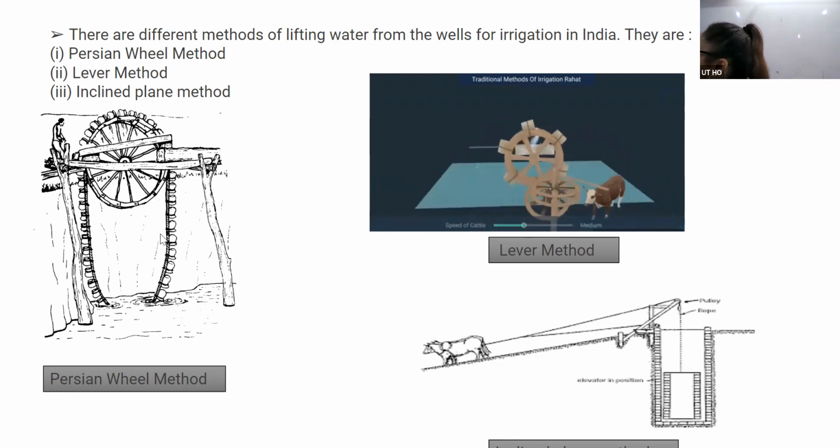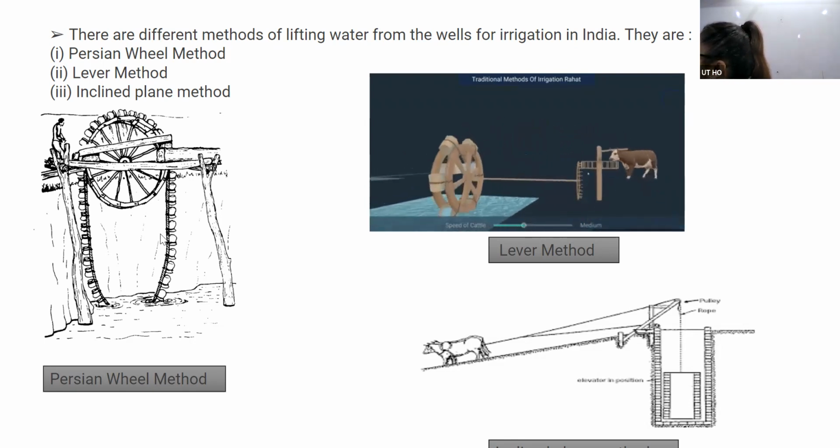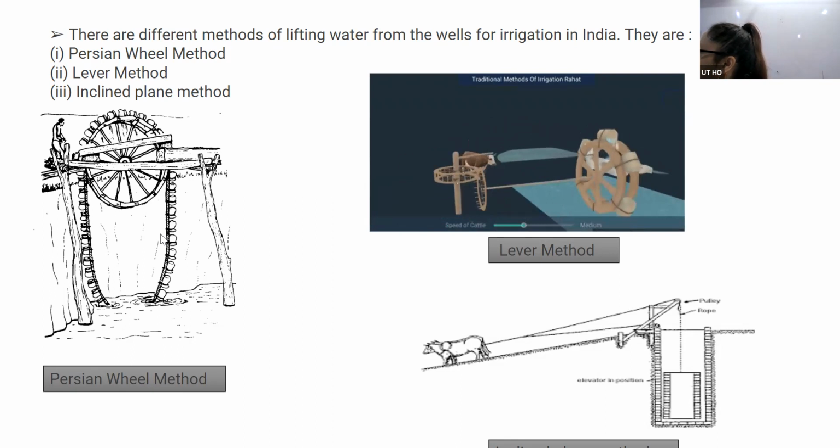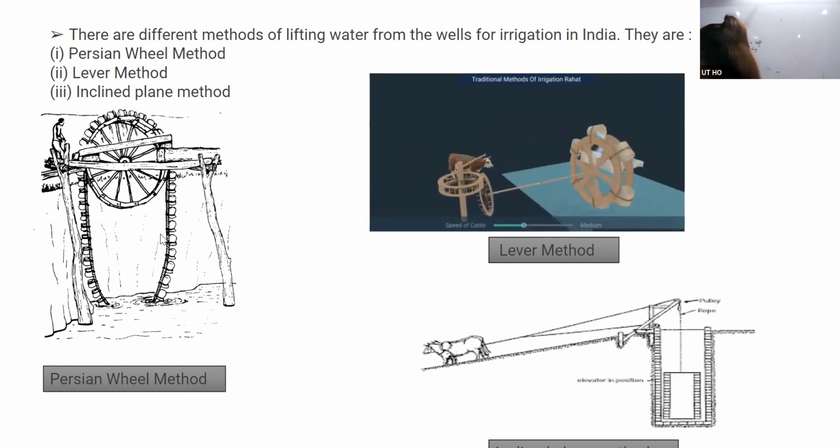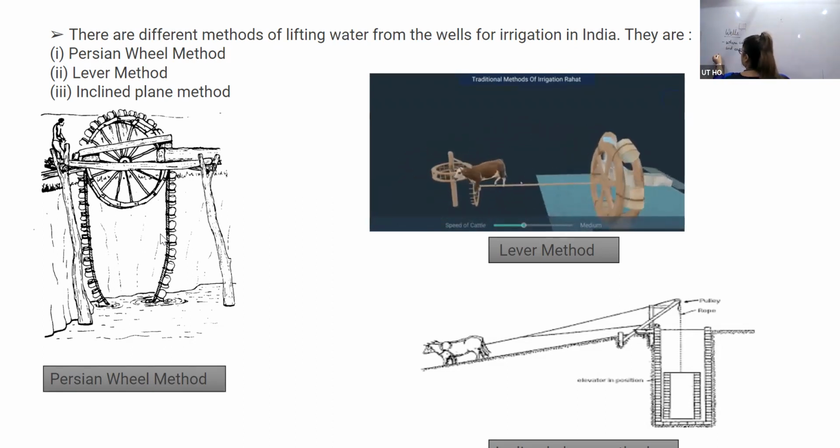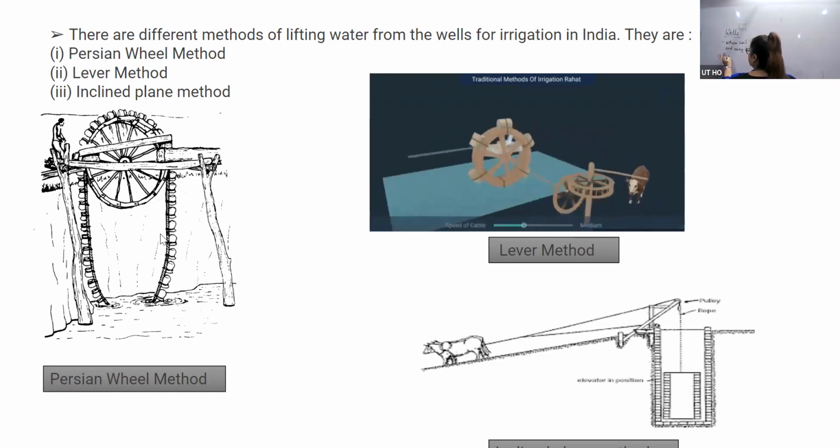Okay, so that is the inclined plane method. So these are the 3: Persian wheel, lever, and inclined plane. So just write down the names. Done?